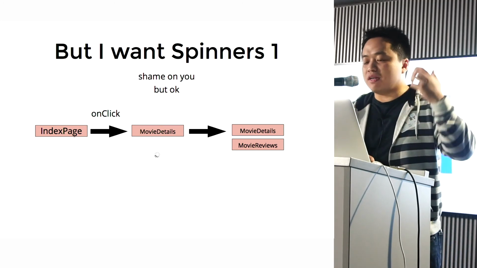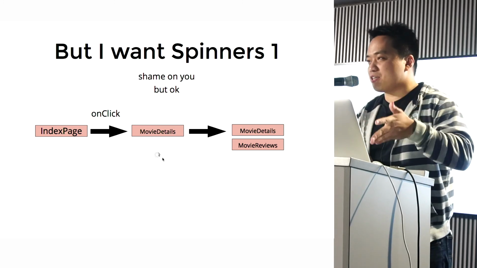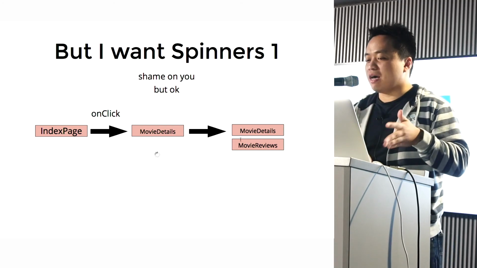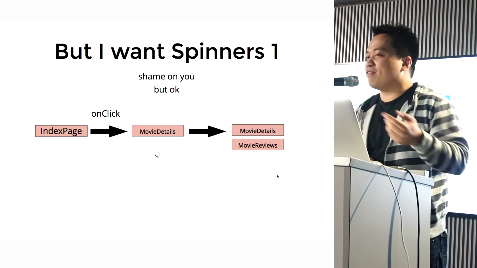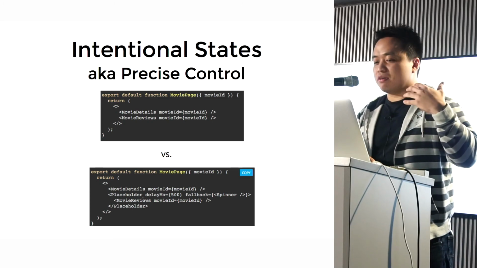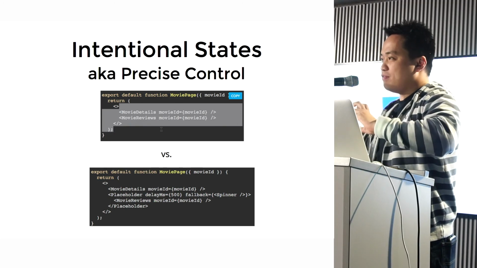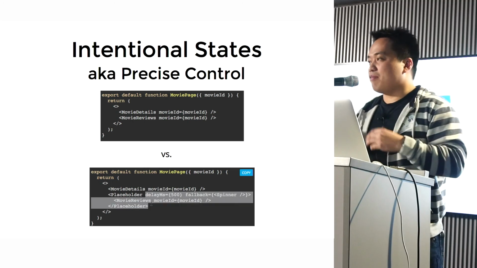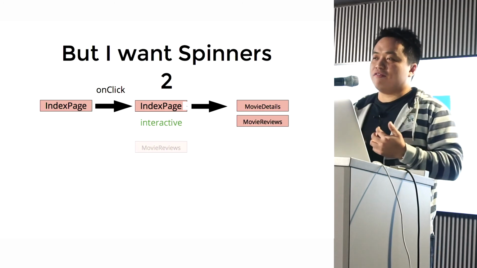So what if I want this? I want an index page. I want to click, move to the movie page, show the movie details, and actually have a spinner. And then once the movie reviews load, then I show the whole page. This is what I want. React Suspense doesn't let me do this now because it waits until both are loaded, right? Wrong. So we have intentional states. Remember that placeholder component, you just wrap it. You go from this mode where you have both side by side together. You wrap the one that you want in a spinner in a placeholder component, and React does that behavior for you. Isn't that nice?